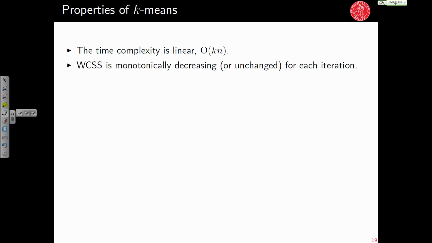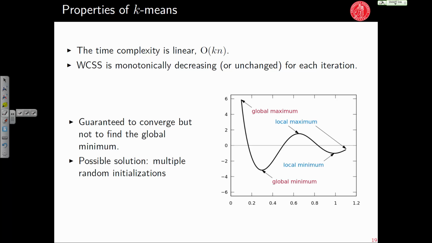The objective function, which is this within cluster sum of squares, is monotonically decreasing or unchanged, but it doesn't increase for each iteration. Which means, in practice, that our algorithm is guaranteed to converge, but it's not guaranteed to find the global minimum. So what is a global minimum and a global maximum? Since we have this random starting point, every time we start in a different position, imagine this graph here representing our objective function.